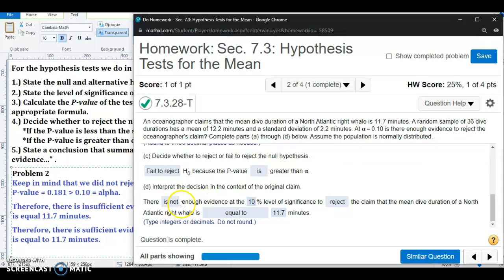Right, and there may have been more than one way to state this, so keep that in mind. I'm not really sure, but you could also say there is enough evidence at the 10% level of significance, okay, to support the claim that the mean dive duration of a North Atlantic right whale is equal to 11.7 minutes. So there might have been an equivalent way that you could have answered this question. Okay, so always keep that in mind, right? There might be more than one way that you can complete the interpretation or the conclusion to a hypothesis test. Right, but essentially the two ways of stating the conclusion are equivalent. Okay, in the next video we'll do one more example from section 7.3.